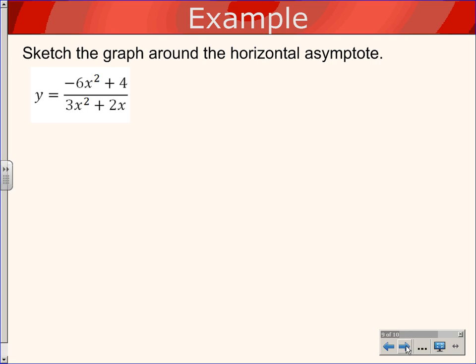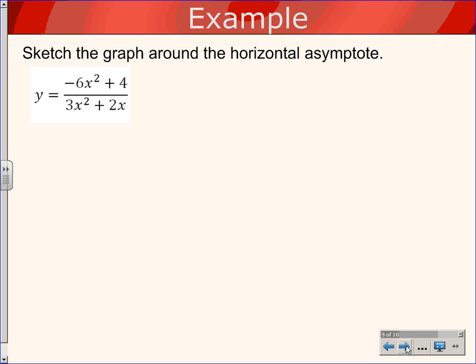So let's try this one. It says sketch the graph around the horizontal asymptote. So we're going to try and do a little bit better job. We'll get the asymptote, and we'll decide if we're approaching from above or below. Okay. So I want to take the same approach that we just did.